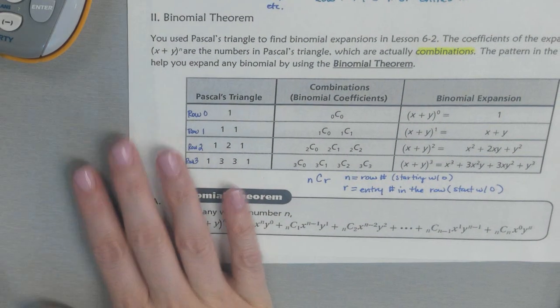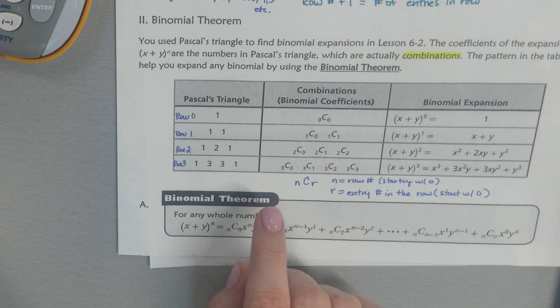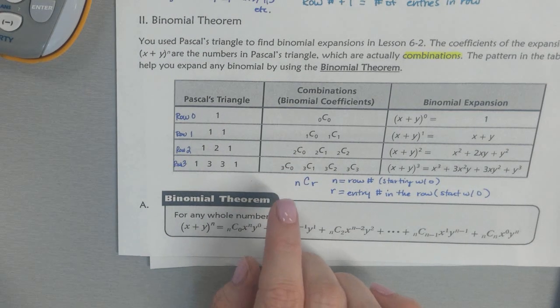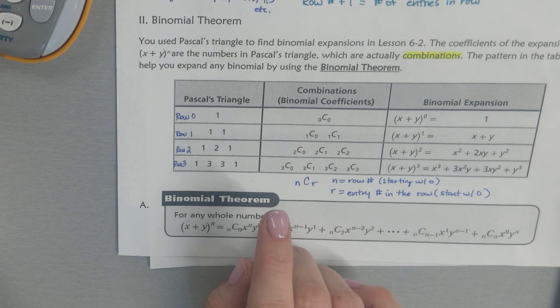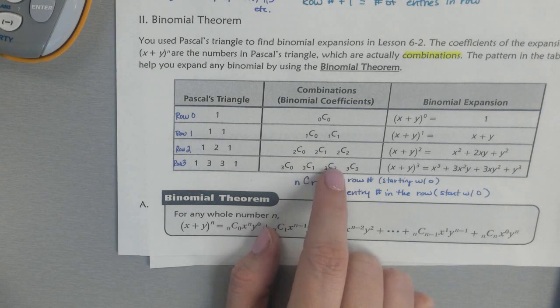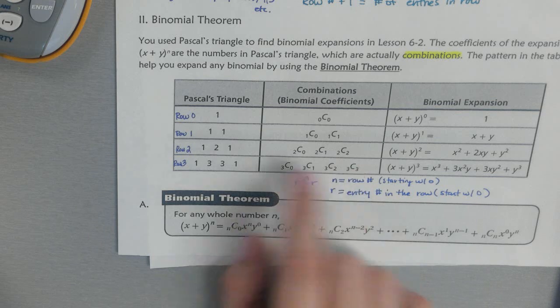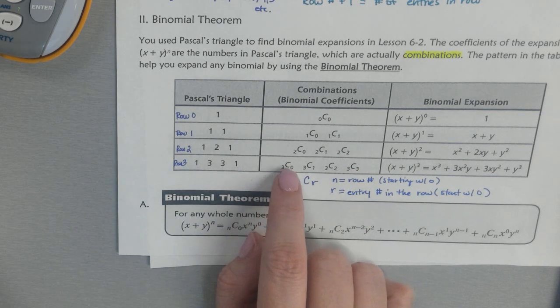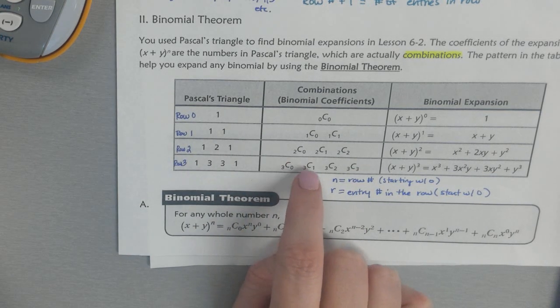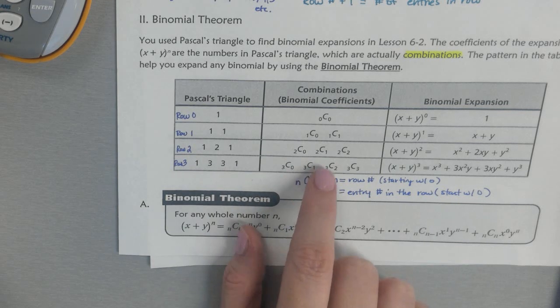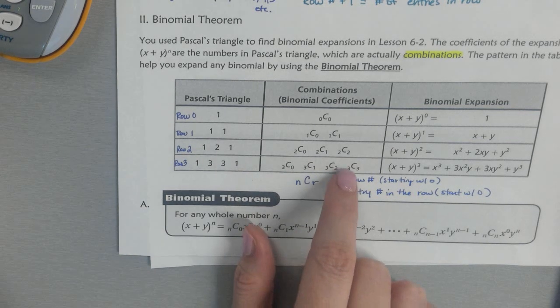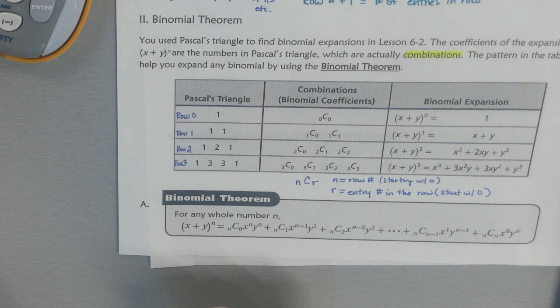Yeah? So basically, for row 3, the 3 choose 0, 3 choose 1, 3 choose 2, 3 choose 3, that matches the 1, 3, 3, 1. Yep. So if you do 3 choose 0, you'll get 1. If you do 3 choose 1, you'll get 3. If you do 3 choose 2, you'll get 3. And then 3 choose 3, you'll get 1. Yeah?